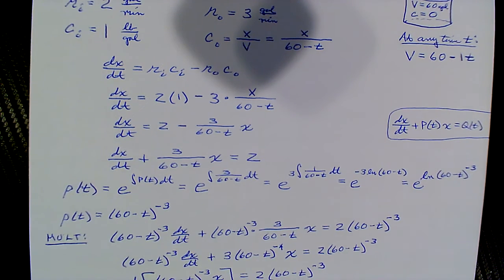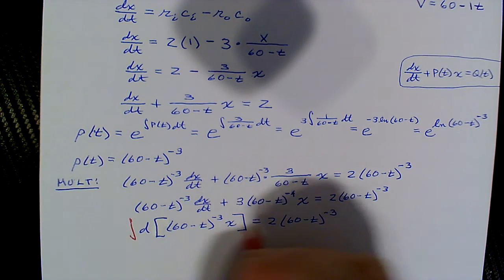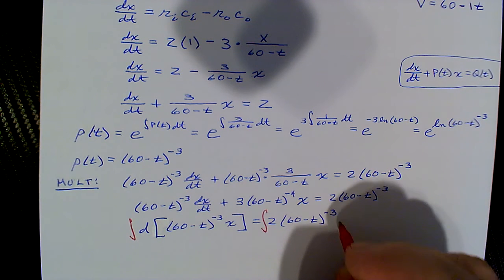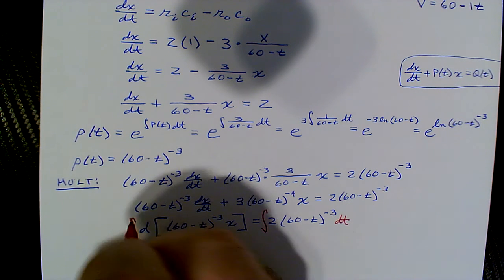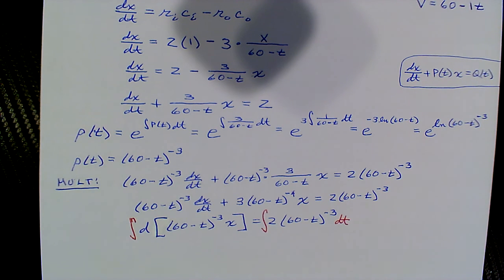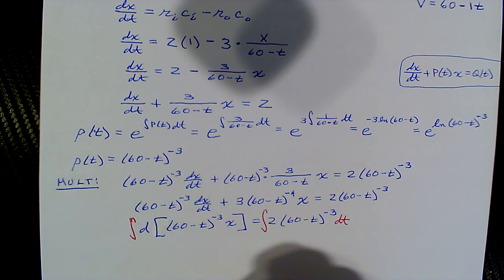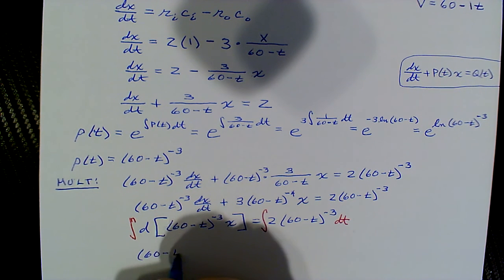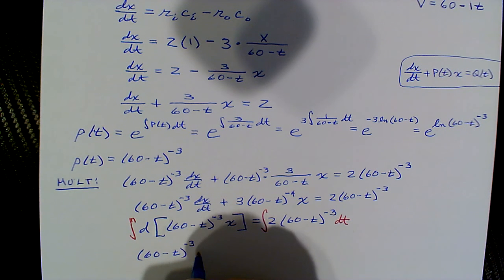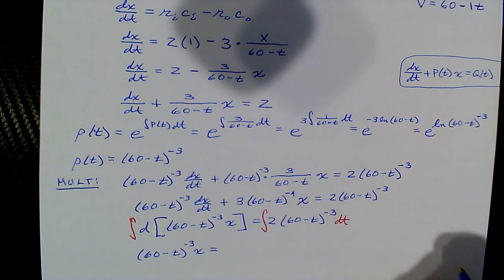Okay, now we're going to integrate both sides, so I'm just going to throw the integration symbol in front of each side and the differential dt to the right. On the left, the integral of the derivative of something is just the something, so we get (60 minus t) to the negative 3 times x equals, okay, when we integrate this, we have to use a u substitution.